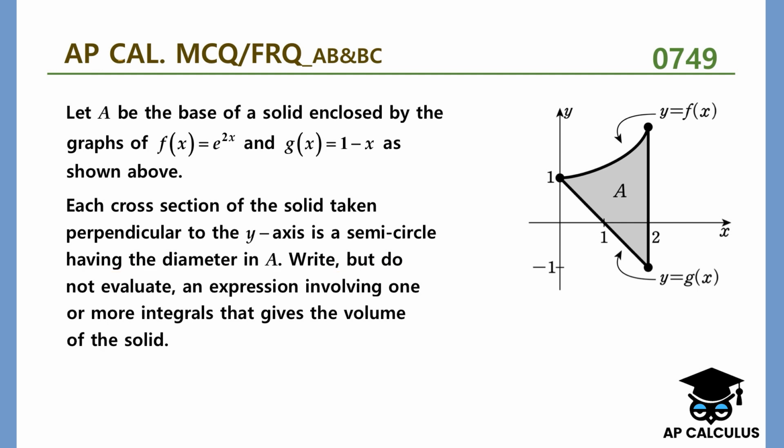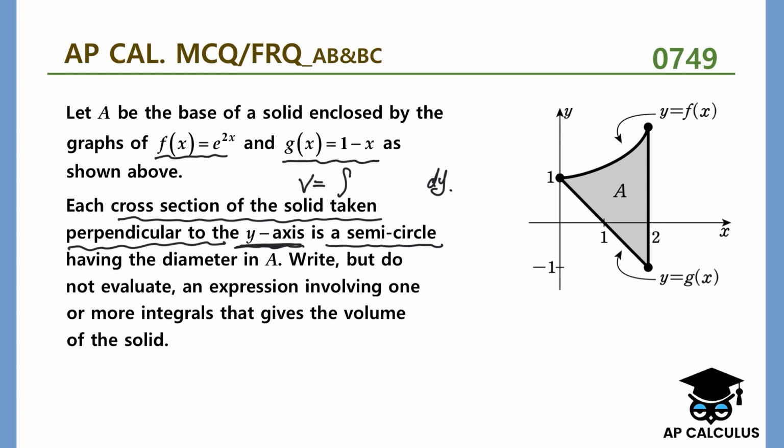Alright, we have functions f and g. This time, the cross-section of the solid taken perpendicular to the y-axis is a semicircle. If we have a cross-section perpendicular to the y-axis, then our volume is a definite integral dy, and here we must have the area of the semicircle in terms of y.